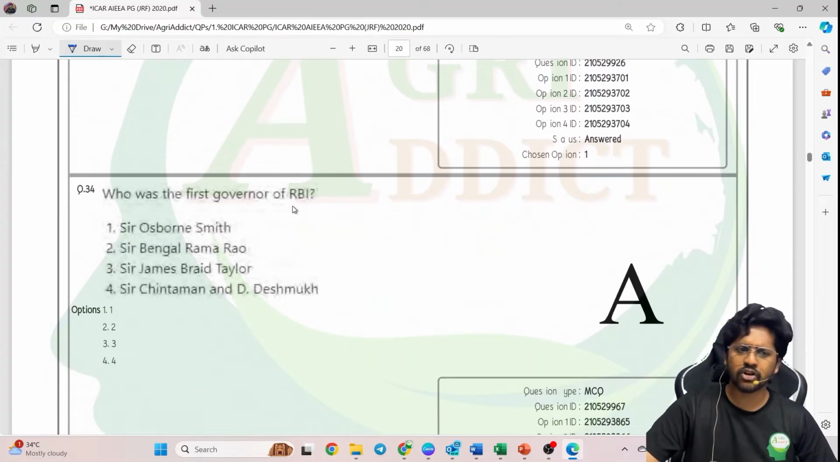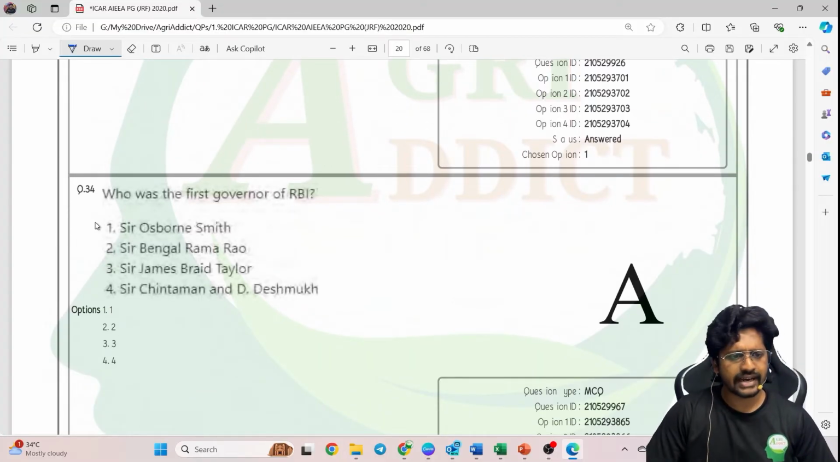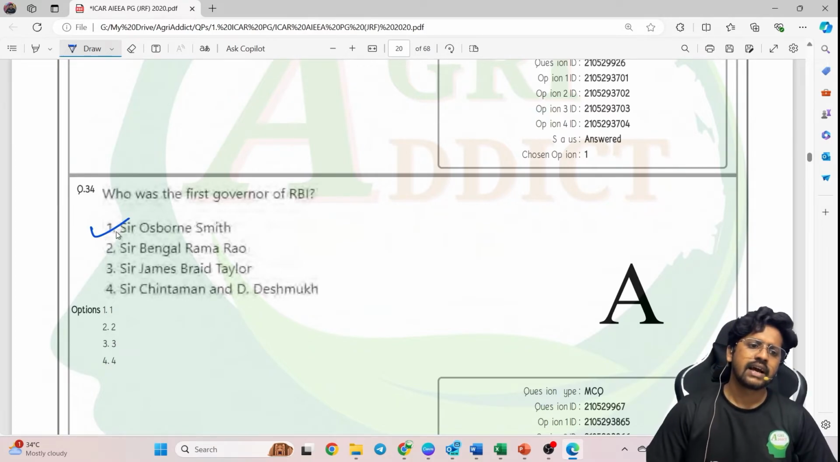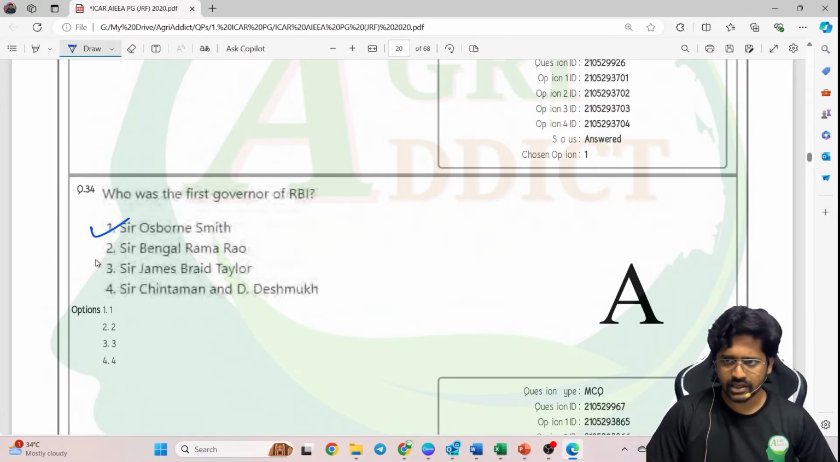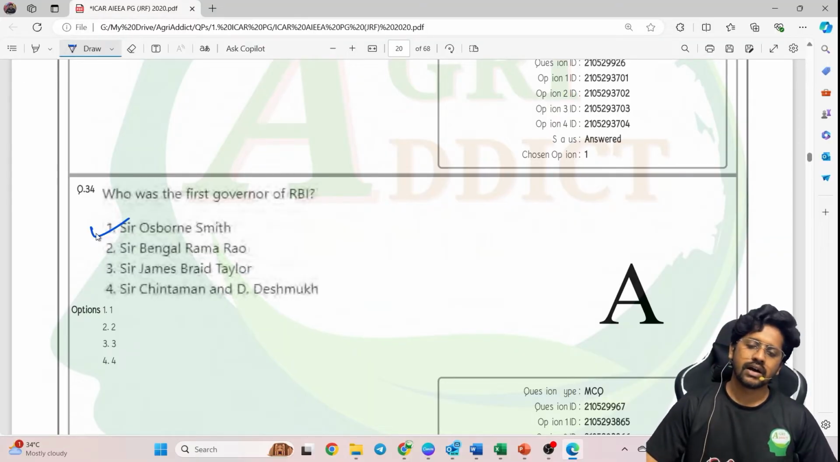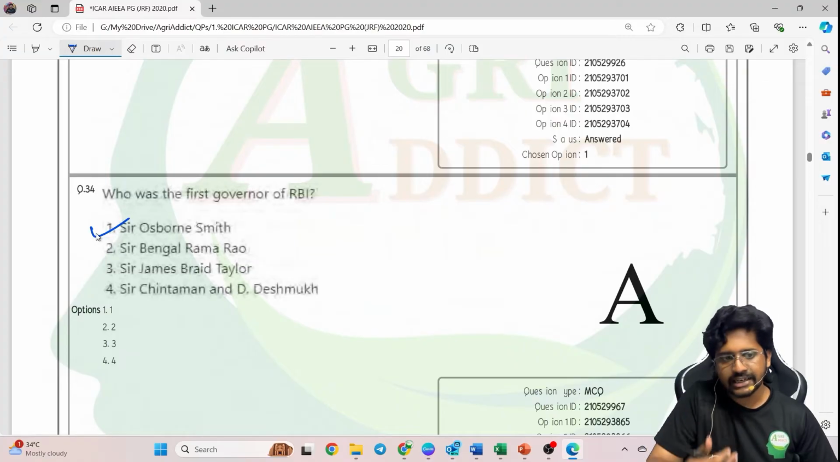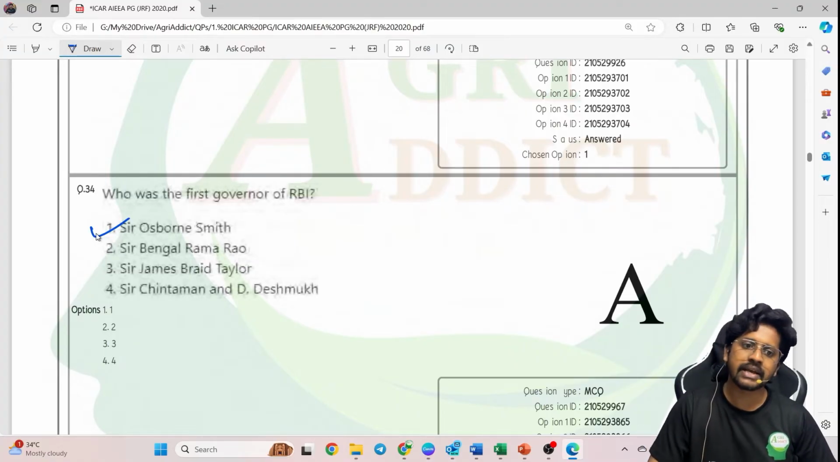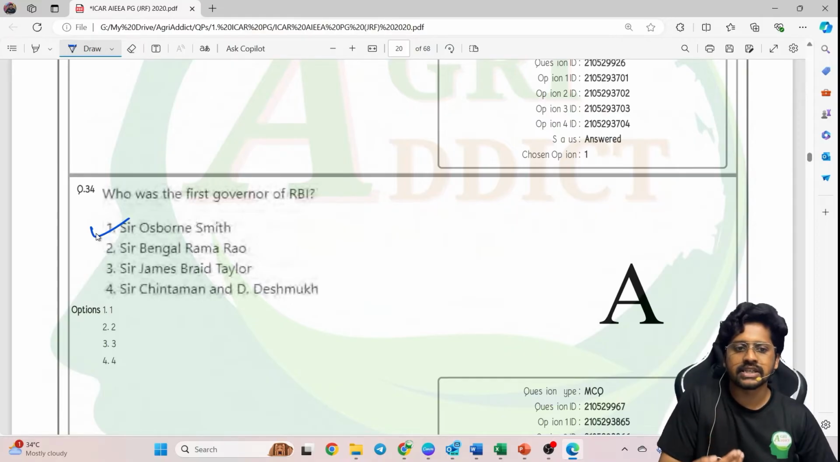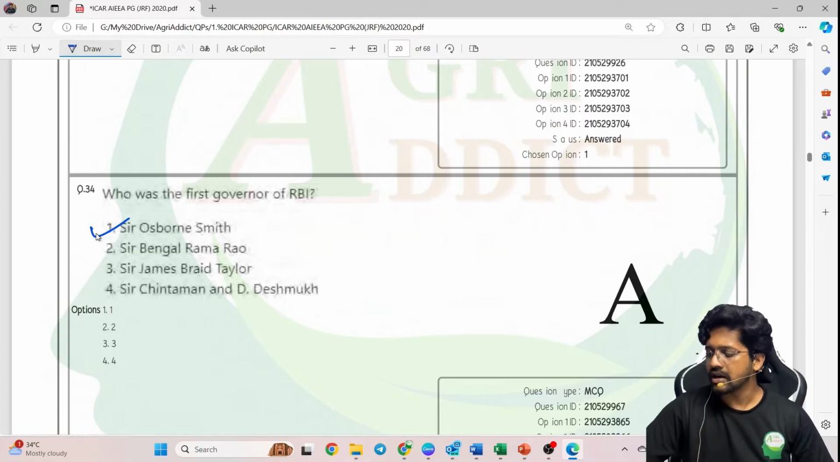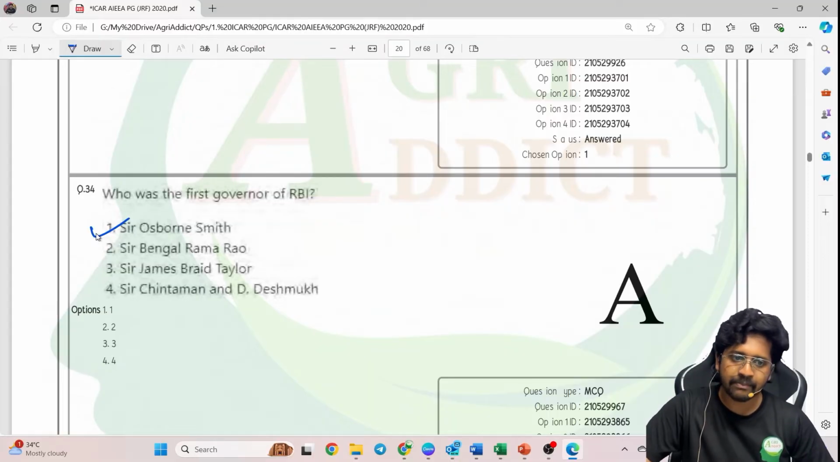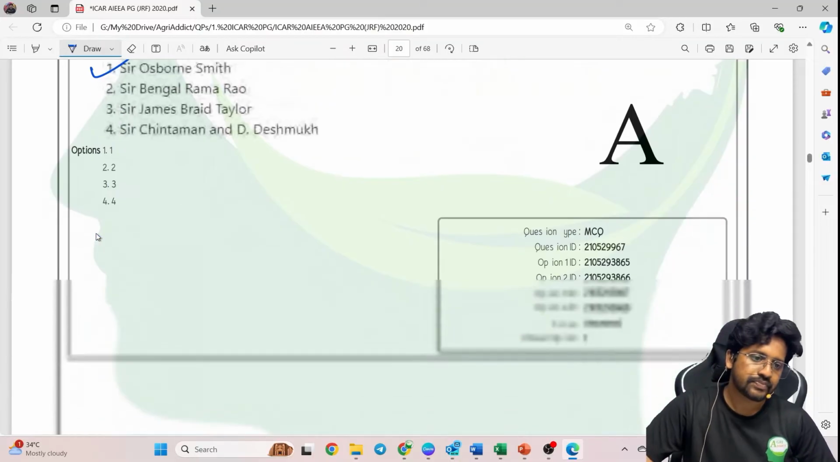Who was the first governor of RBI? It's also a direct question. It was Sir Osborne Smith. And in the year 2021, we have seen questions asked to arrange the given governors of the RBI in ascending order. So NTA has much interest in asking questions with respect to the RBI governors. So you have to be thorough, or at least clear, about who the governors were and what their time periods were during the course of time.